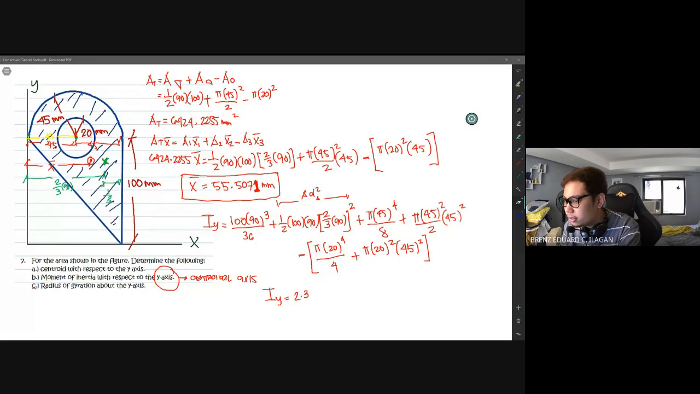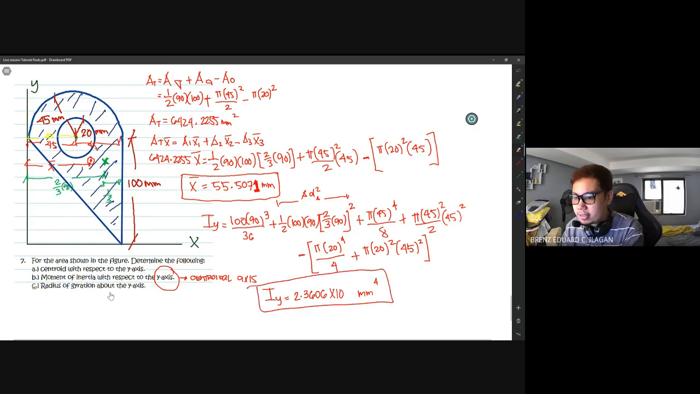2.3606. 2.36. .3606. So, times 10 to the what power? Sige, palagay na lang. So, that is in mm raised to 4. Don't forget that all units is raised to 4.